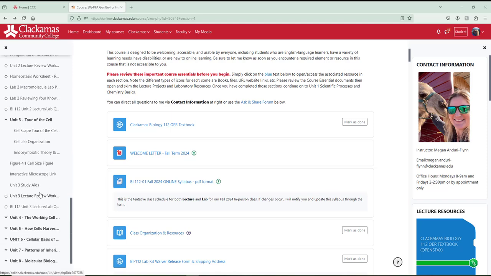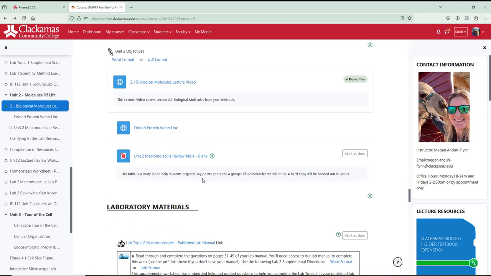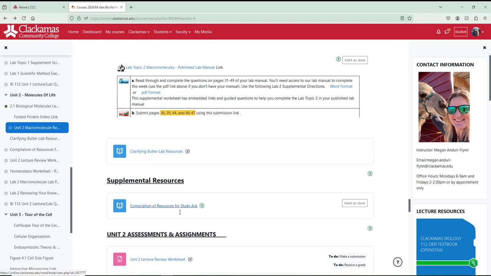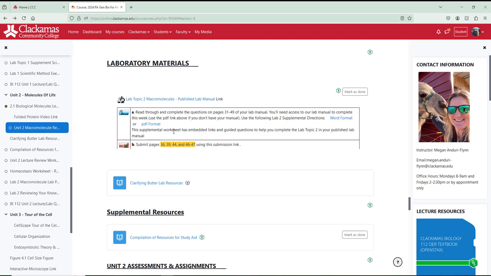Okay, so let's go back down to Module 2. And under our lab topic 2, you're going to be completing a Reviewing Your Knowledge worksheet that you're going to be turning in for points. You're also going to be submitting the following pages for credit, to check that you actually did the lab. Okay, so these are the following pages that you're going to be submitting for credit. So page 36, 39, 44, 46 through 47 from your lab manual.